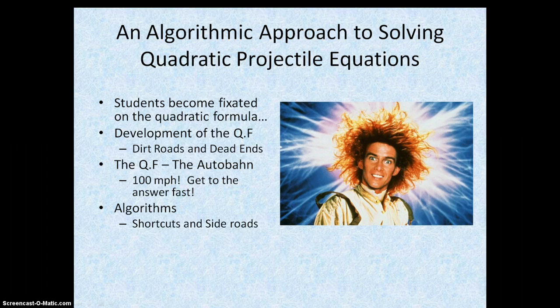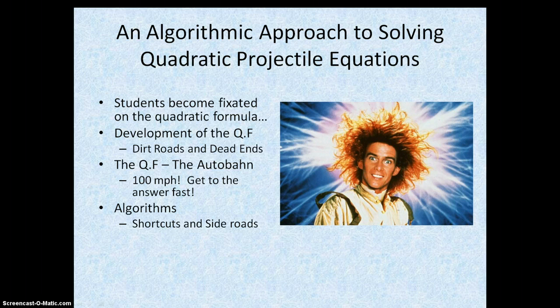Students often become fixated on the quadratic formula because it will work with any quadratic. They want to use it quickly and all the time, even when it doesn't make sense to use it. I made an analogy for how algorithms have played a role in the development and use of the quadratic formula. As all the mathematicians were developing ways to solve quadratics, little roads were built and dead ends were met. When the quadratic formula was developed, the Autobahn was created.